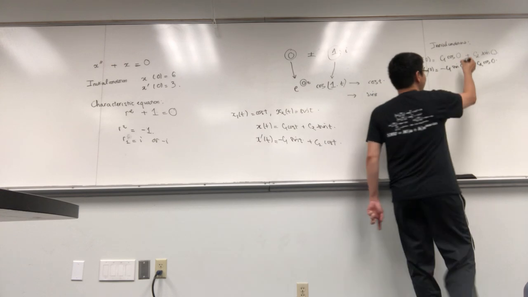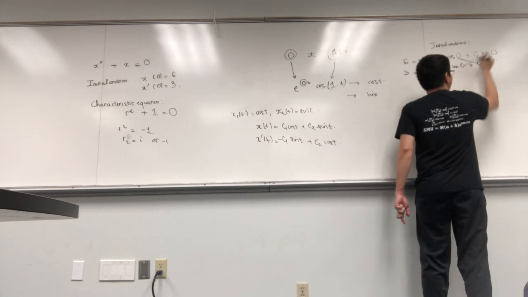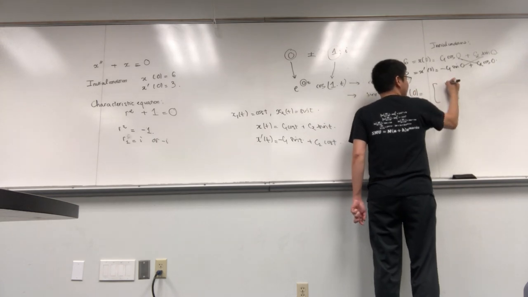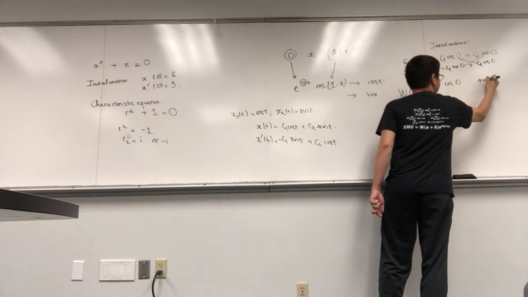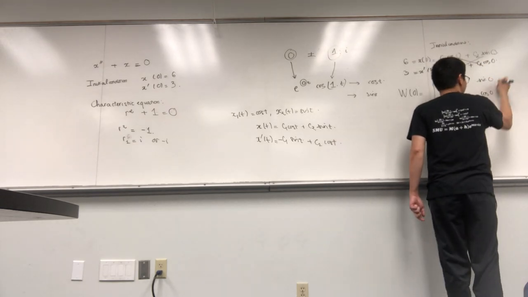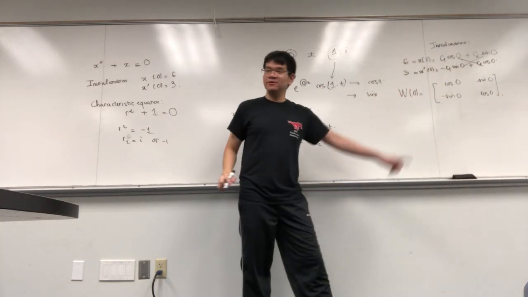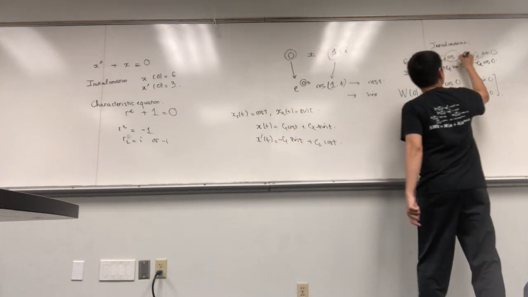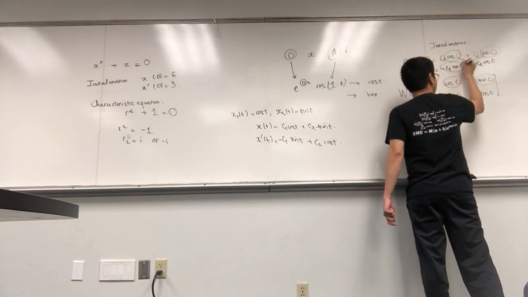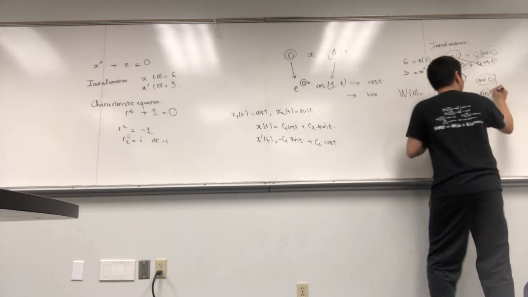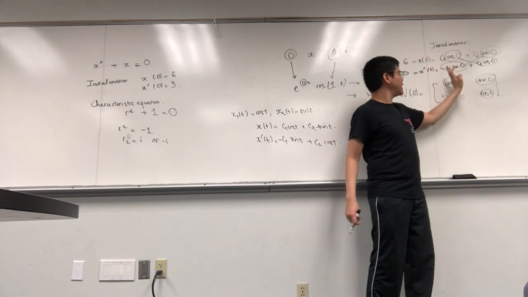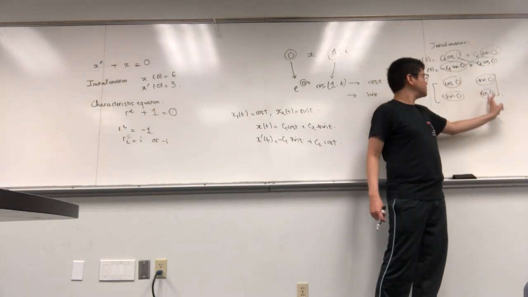So the Wronskian will be this guy minus this guy, right? So the Wronskian at time 0 will be cosine of 0, sine of 0, minus sine of 0, cosine of 0, right? So I just put all of the coefficients here: cosine, sine, minus sine of 0, cosine of 0, right?